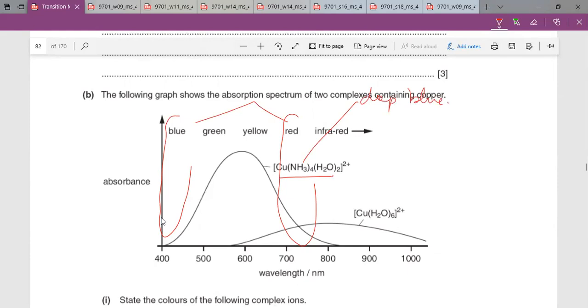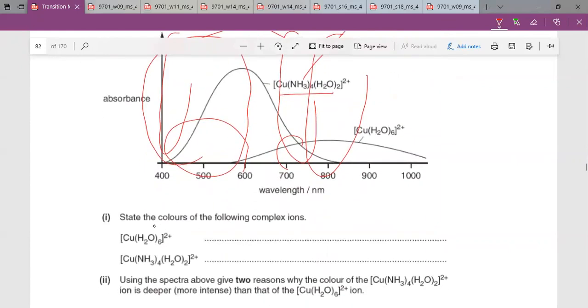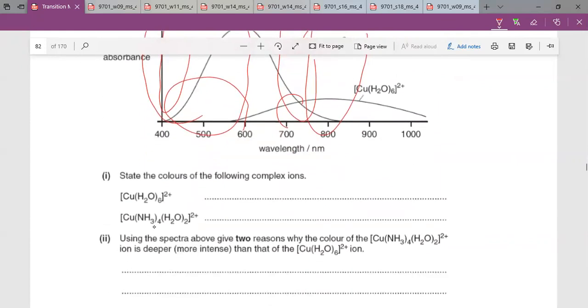Now this is your aqueous. See, the main absorption is in the infrared. It means only a bit of this red is absorbed, and the blue part, all this here, is not absorbed. It means you see all this thing. So it's pale blue. Now they ask you the question here. This is pale blue. This is your deep blue. Using the spectrum above, give two reasons why the color is deeper, more intense than this one here.